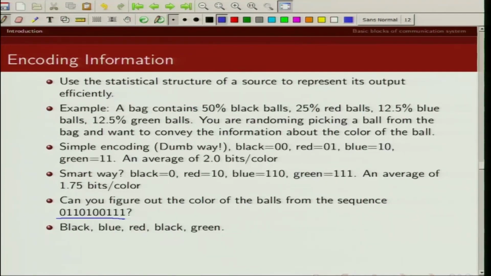Another interesting thing you note here is I am using a variable length code. For black I am using 1 bit, for red I am using 2 bits, for blue I am using 3 bits, for green I am using 3 bits. So I am using a variable length code to describe the color of the ball. But because none of these code words is a prefix of another code word, I am able to make out the boundaries, or I am able to make out when a particular code word is ending.